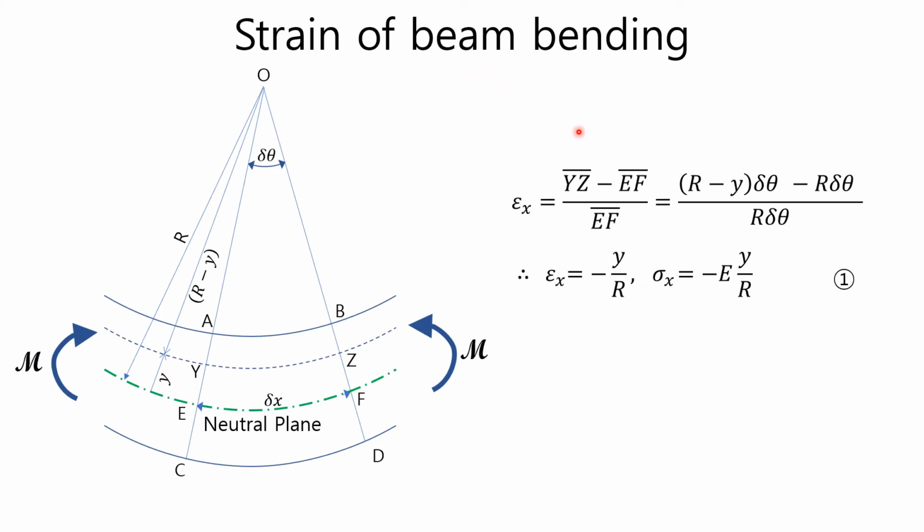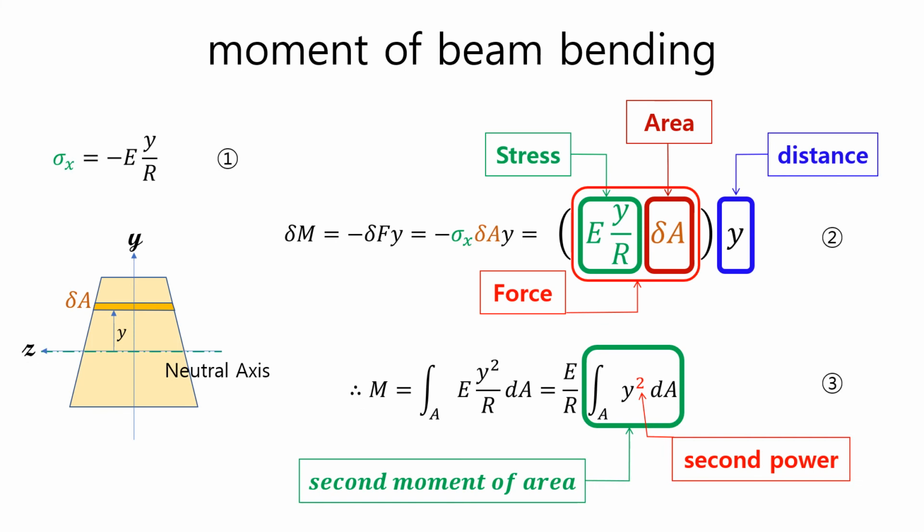Strain can be expressed in this equation, and finally in terms of curvature 1 over r and variable y. Therefore, stress can be expressed in terms of curvature, Young's modulus, and variable y. Then, we can calculate the moment loaded on the cross-section. This is the moment equation for beam bending, loaded by a small moment delta M.